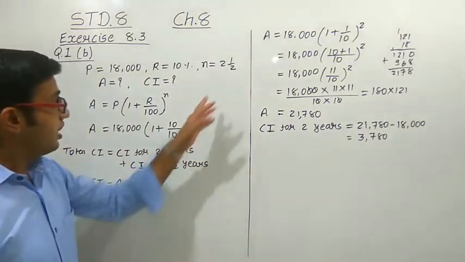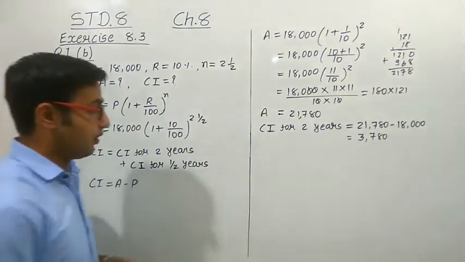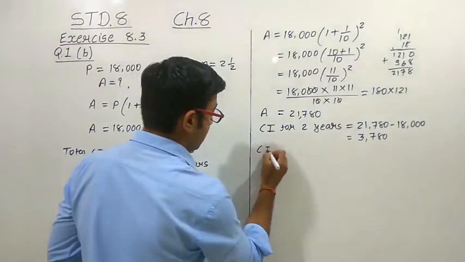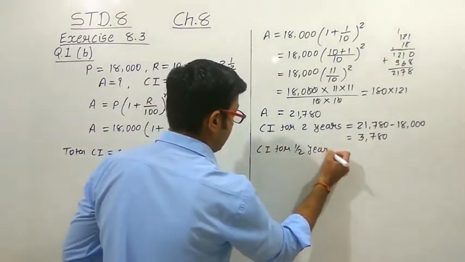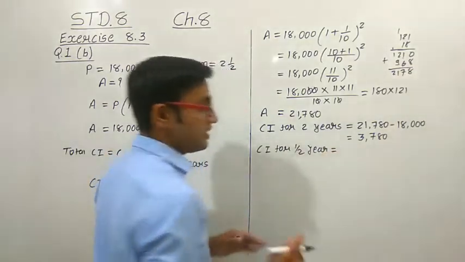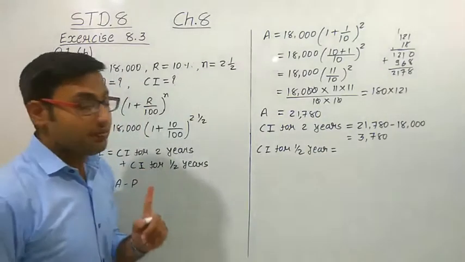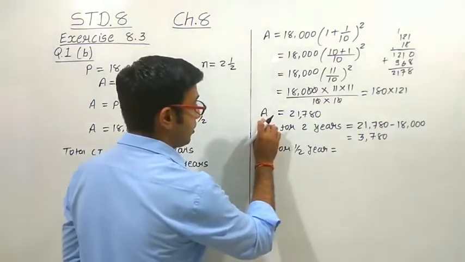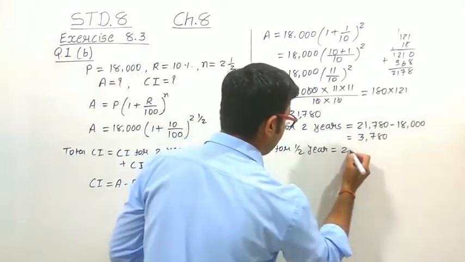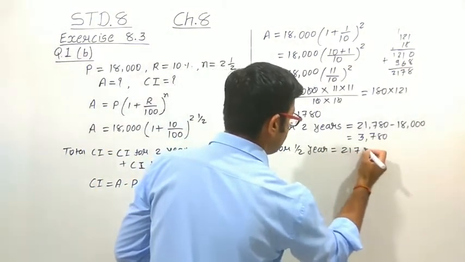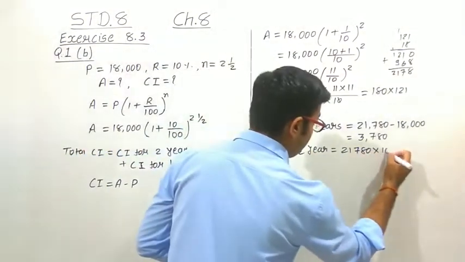But what about this half year? So now we will calculate this CI for the half year. Here we have to use the formula of the simple interest, that is PRT upon 100. But as a principal amount, now we have to take this amount. Right? So this is the amount that we have to take here, 21,780. What is the rate of interest? Rate of interest will be the same.